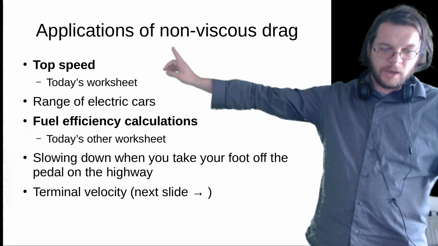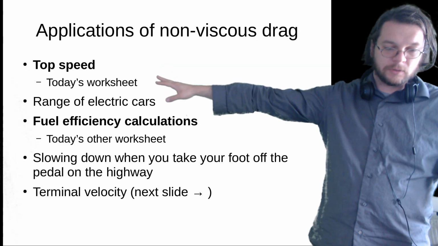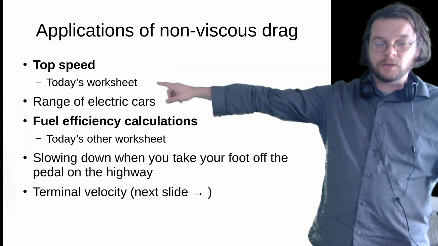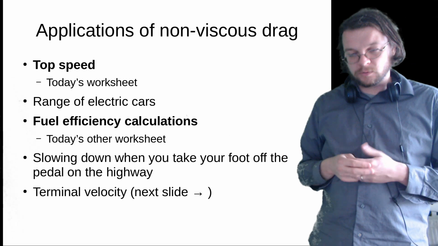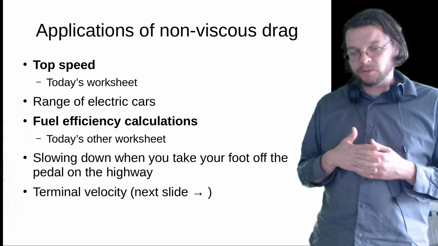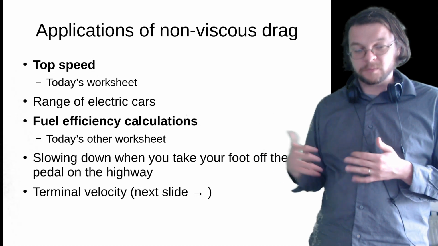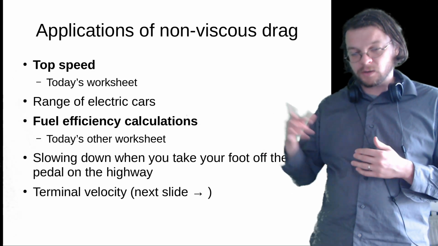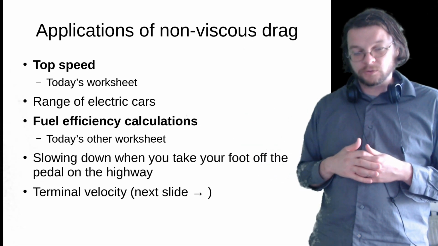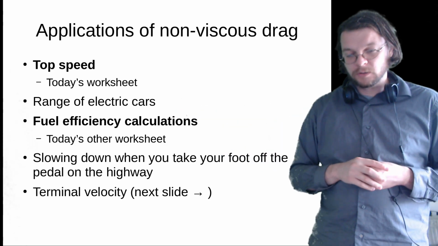So in today's worksheet, non-viscous drag, the high-speed drag, is what determines the top speed of whatever vehicle you're thinking about. So we have a worksheet today talking about how you're trying to take this vehicle and get it to increase the maximum speed. And you're asking how much more horsepower of an engine do we need to get up to a maximum speed, assuming that this non-viscous drag is the main thing that's preventing us from getting up to higher speed, which is actually very close to true. You can also use a non-viscous drag to figure out the range of electric cars.